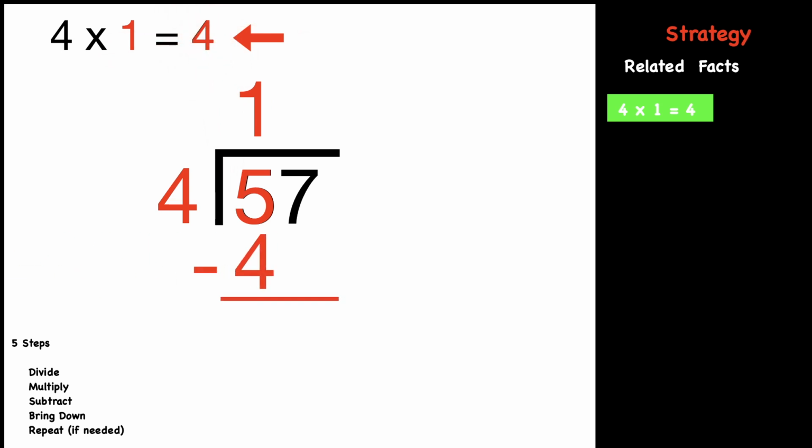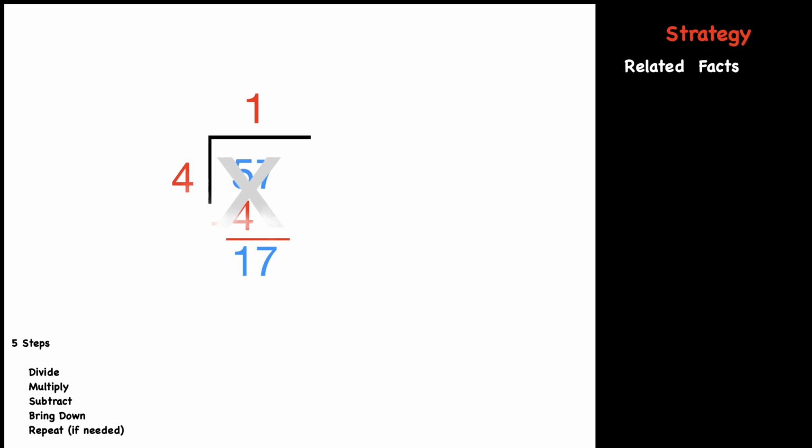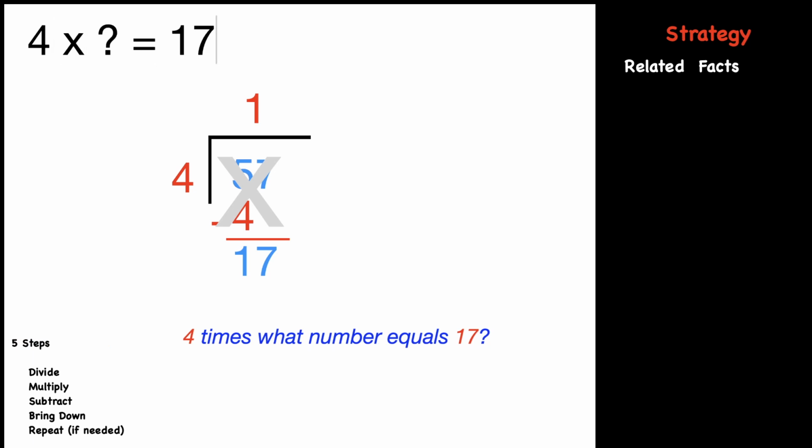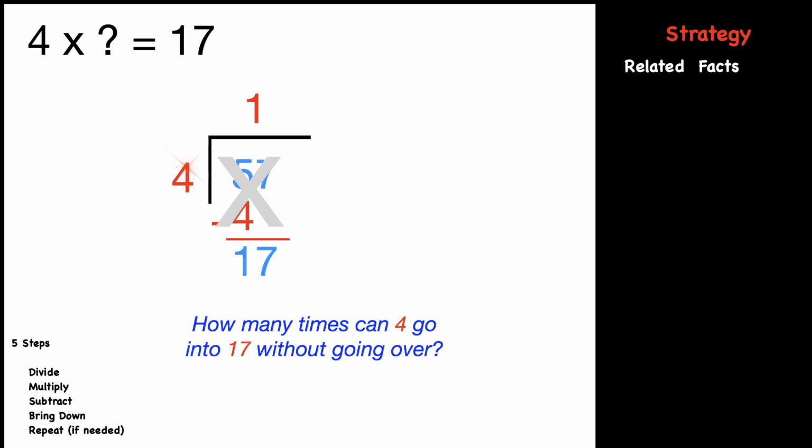And now we're going to subtract because that shows us how close. 5 minus the 4 is 1. And for this problem, we're going to have to bring the 7 down. All right, so now we have 17. We're going to X out the information that we don't need anymore. And now the next step is ask yourself, 4 times what number equals 17? In other words, how many times does 4 go into 17 without going over?